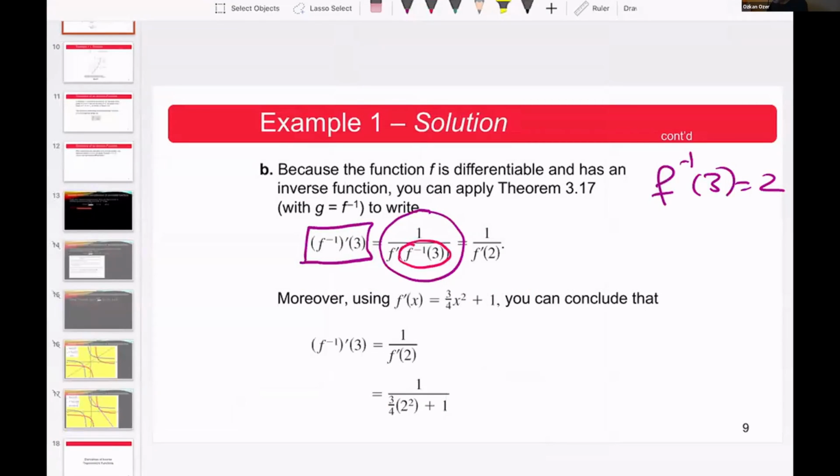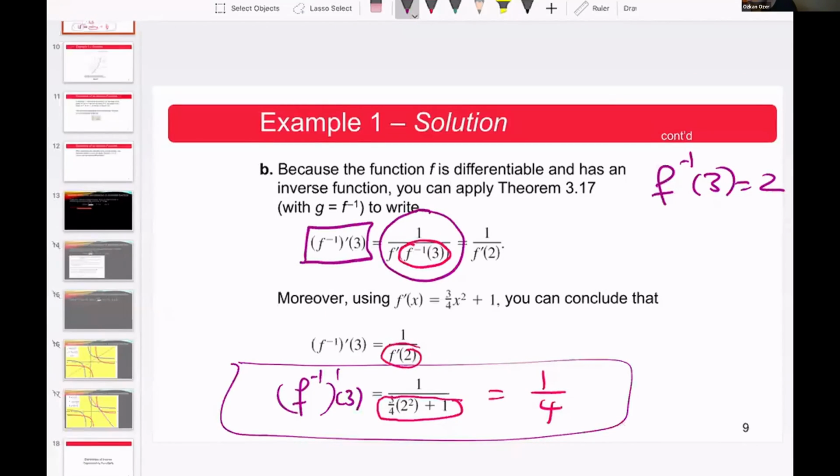Cleaning this up a little bit again, f inverse prime at 3 is going to be 1 over f prime of 2, and I calculated it in the previous slide, in fact this calculation here, that f prime evaluated at 2 takes you all the way to 1 over 4. What that means is the inverse function has the derivative at 3, to be exact, 1 over 4.